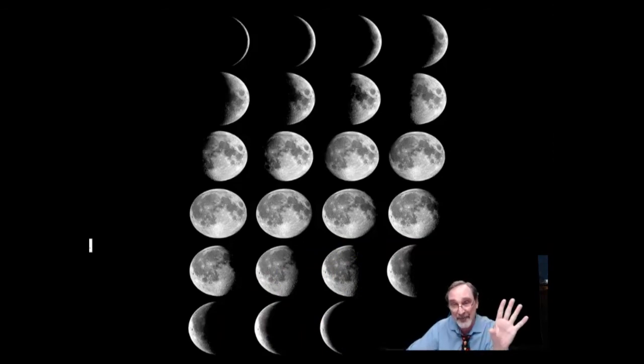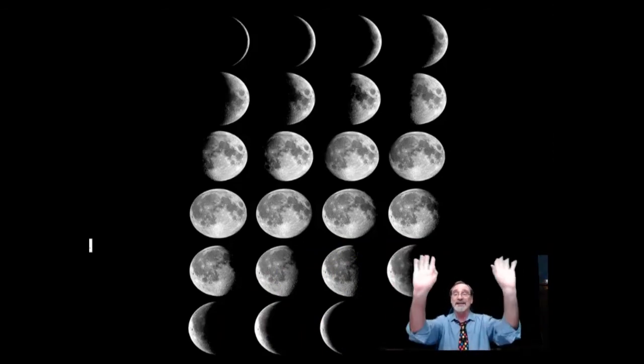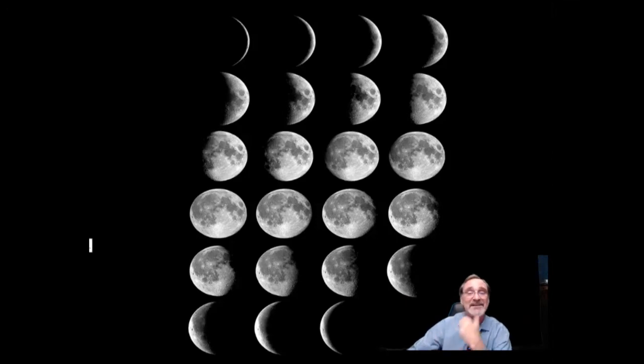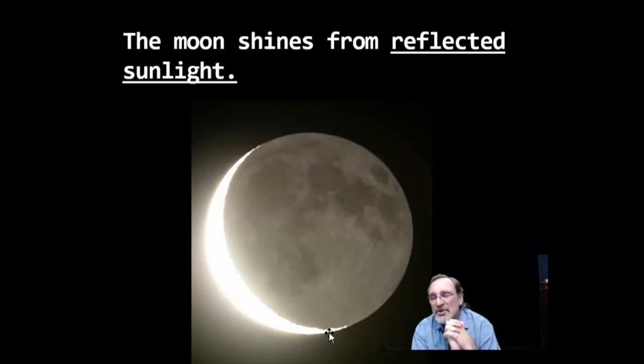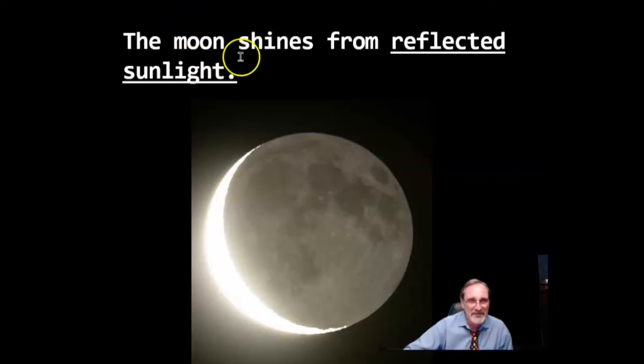Now, have your paper ready. Anything in white, you've got to write it down, okay? And so here we go. The moon shines from reflected sunlight. Write that down. So the first thing to know is the moon doesn't actually glow of its own. It's reflected sunlight. So please write that down.